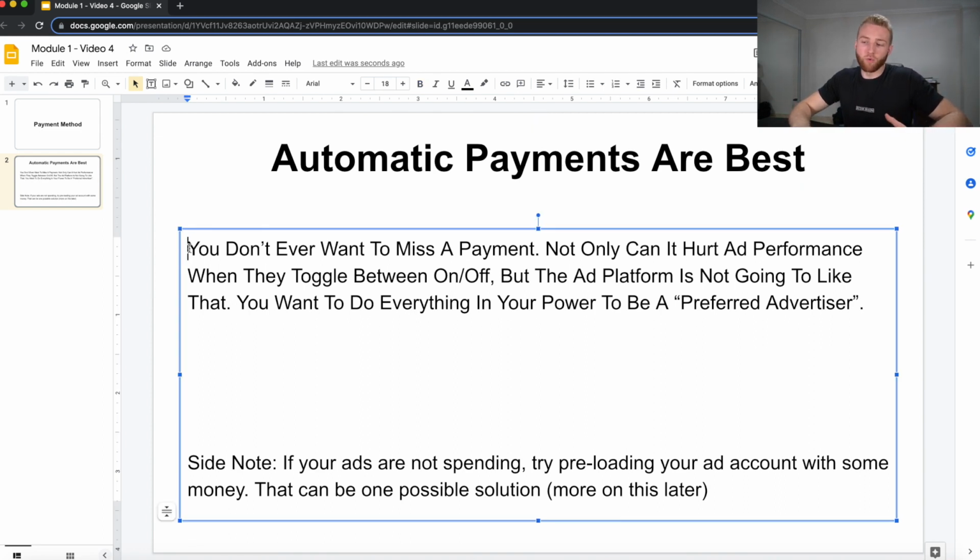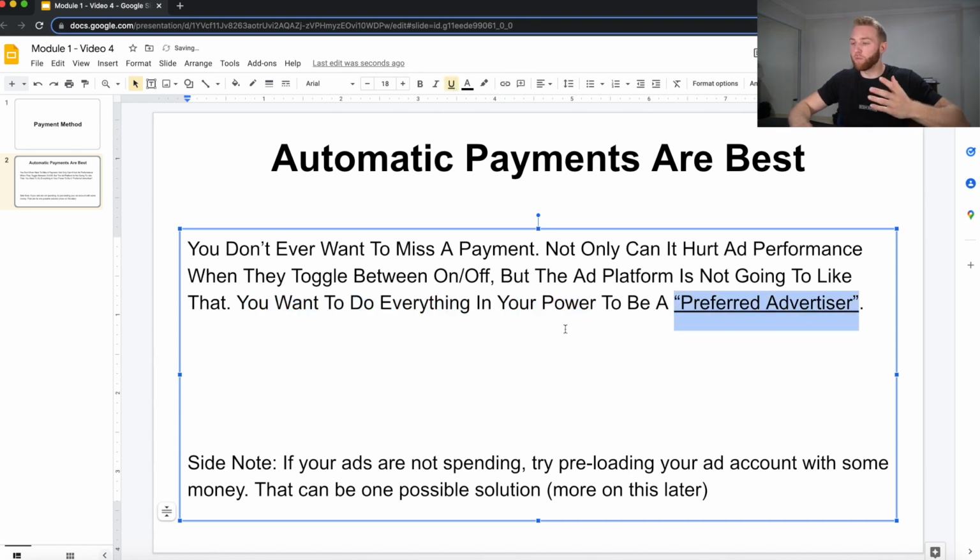Now, one thing to note, regardless of which style of payment you're using, you never want to miss a payment. Ever. If your automatic payment is linked with your credit card and for whatever reason your credit card gets declined, very, very bad situation. Not only can it hurt the performance of the ads when they're turned off, then turned back on 3 hours later when you fix it, and then it happens next week, it's very bad. It also looks really bad with the platform. The ad platform is not going to like that, and you want to do everything in your power to be what's called a preferred advertiser.